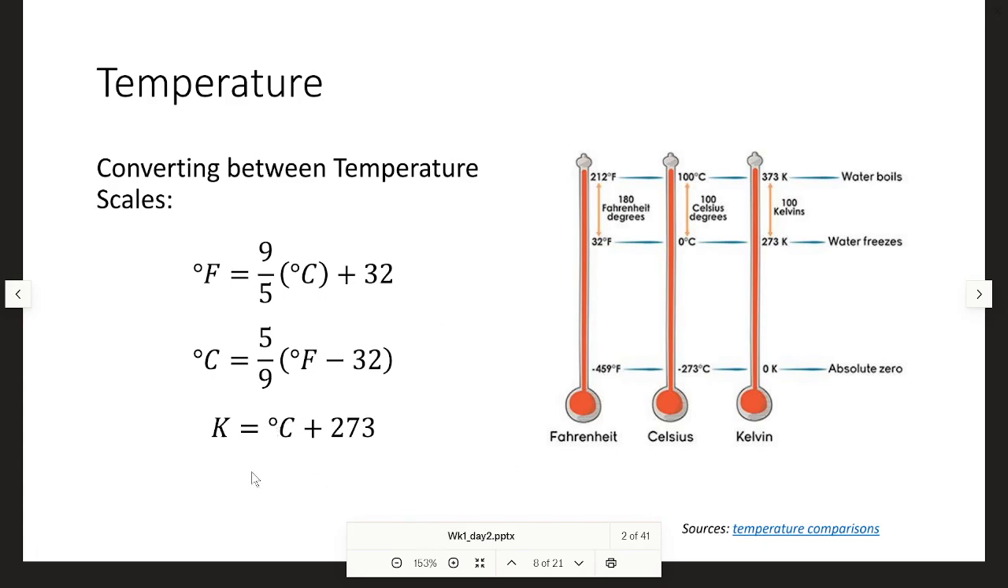And then Kelvin from Celsius is pretty easy. You just add 273.